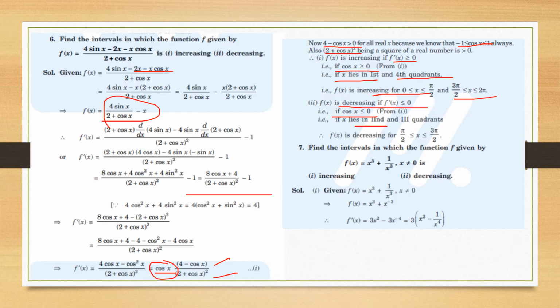So it is negative in the second and third, that is, decreasing from pi by 2 to 3 pi by 2, taken together. This is complete. Okay. Next is number 7.